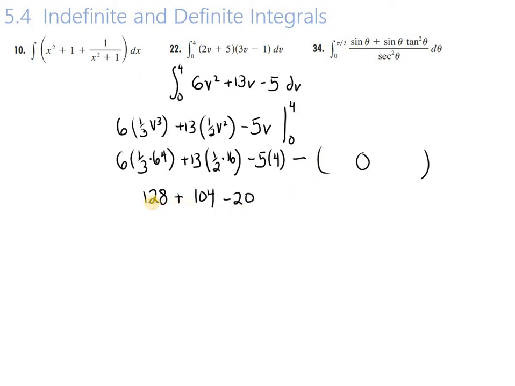So let's see, 128, 228, 232, minus 20 is 212. 212. Okay. So I think the area underneath this curve from 0 to 4, or the total amount of change in whatever this is, is 212. Okay. So let's go ahead and erase that one, and we will move on to the final one.